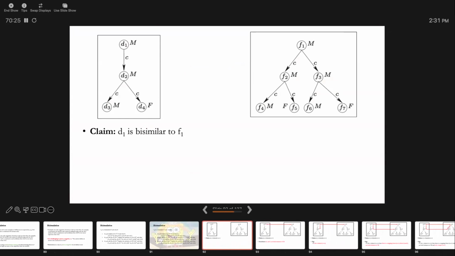So, bisimilar, the relationship that you can prove between structures in a graph. In this case, I'm going to claim that D1 here is bisimilar to F1 here. Intuitively, what this means is that the structure that D1 points to is mirrored in F1. Hopefully you can see that. You can see that D1 points to D2, which points to D3 and D4. D1's M, D2's M, M, F. And you can see that here, F1 to F2 to F4 or F5, M, M, M, F, same over here. The structures are mirrored.